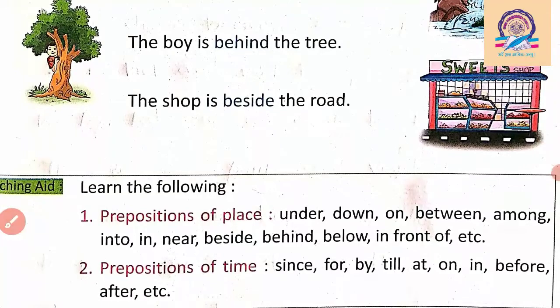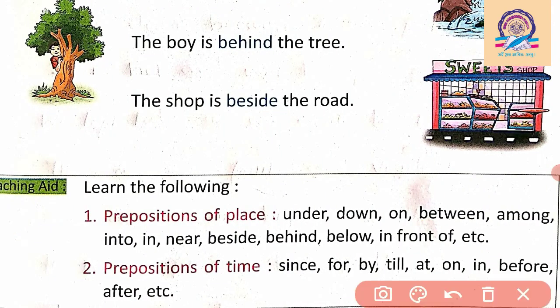The boy is behind the tree. If someone is hiding behind something, the boy is behind the tree. So the next position is given here. Where is the boy? The boy is behind the tree. It means the tree is first and the boy is in the second position, in a hiding way. Suppose the temple is behind the hospital. Where is the temple? Behind the hospital. So behind is used after something.